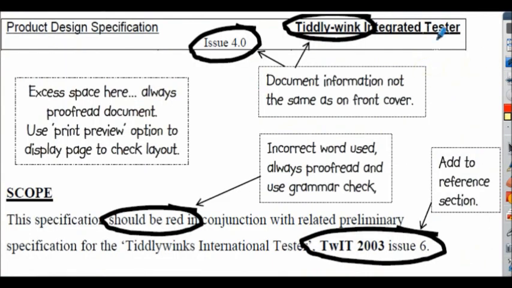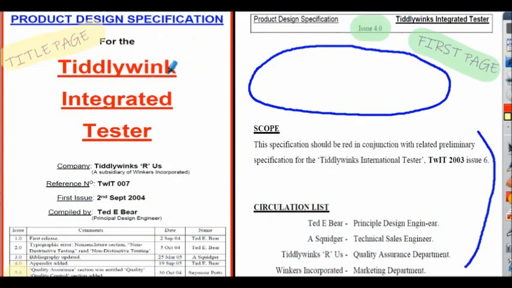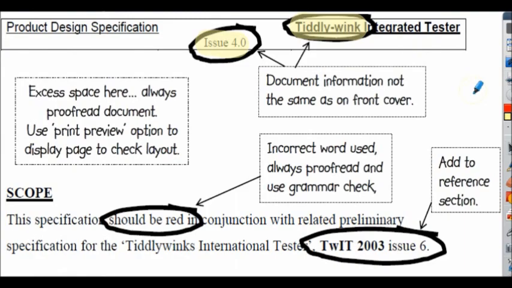So I enlarge this page of the document and clearly we can highlight the issue number is incorrect, and even the title here is not the same as on the front page. We have a hyphen in the title here for Tiddlywink. There is no hyphen on the front page for Tiddlywink. So lack of consistency here. The document information is not the same as on the front cover, so that's an error.